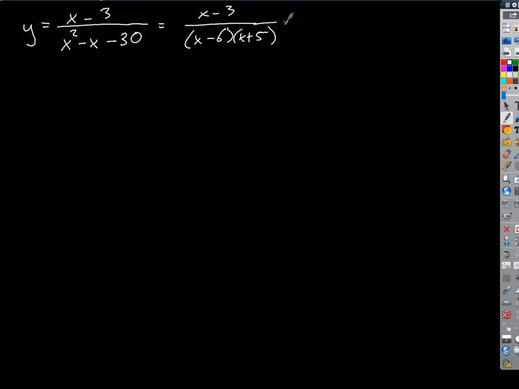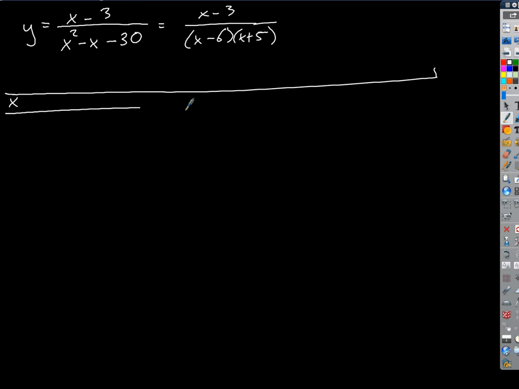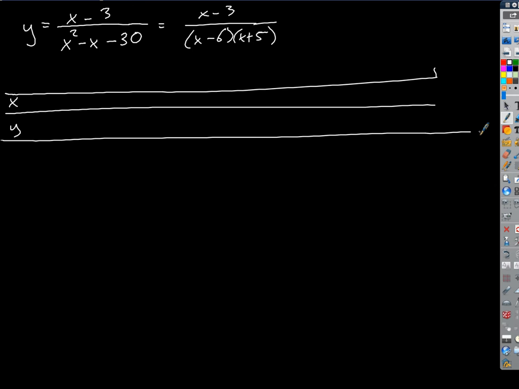So already, without doing any calculus, we can start to add some stuff to our table that's important. So we know the domain is all real numbers except for those places, right? Okay, so for negative infinity and positive infinity, we get, at negative 5 and positive 6, places where the function is undefined.